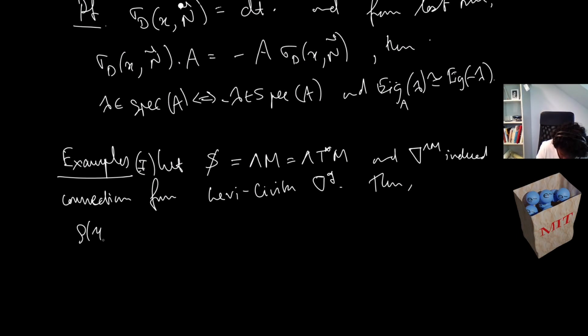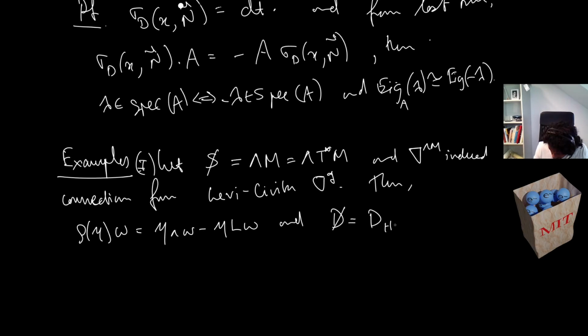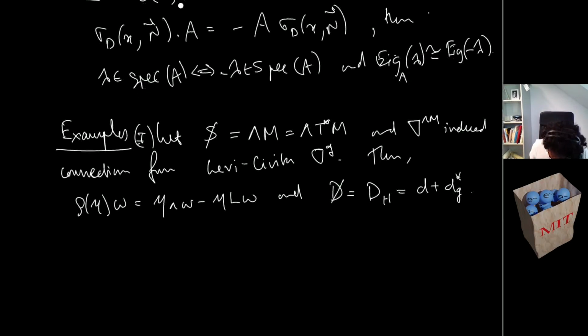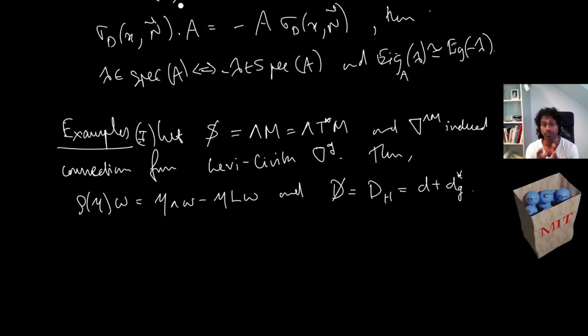So what we have is this is precisely now equal to eta wedge omega minus eta cut omega, as we wrote before. And so now the point is that D is equal to the Hodge-Dirac, which is just d plus d star with respect to the metric g. And of course the product condition is now also satisfied, right? So if we have something product, the bundle also nicely splits.